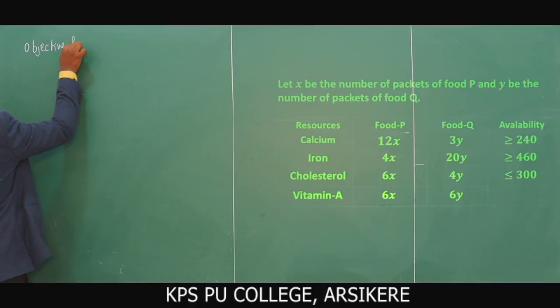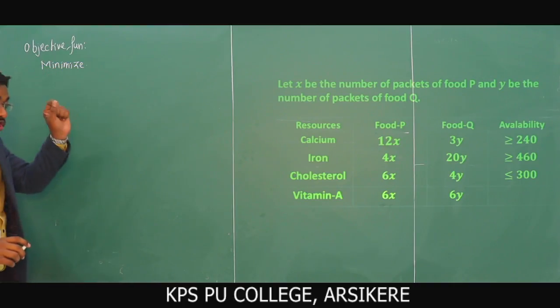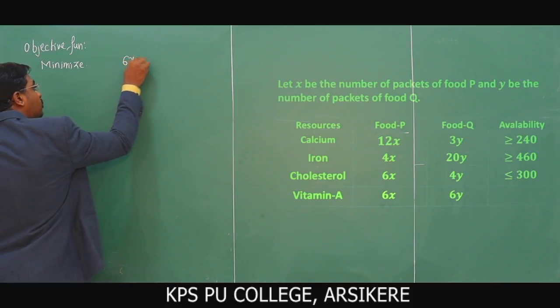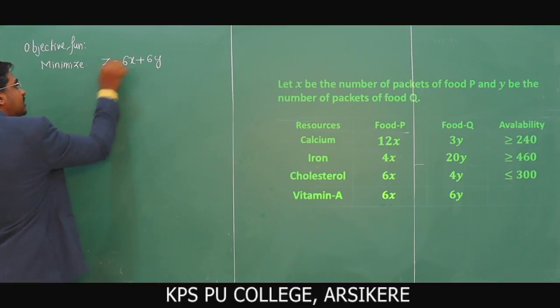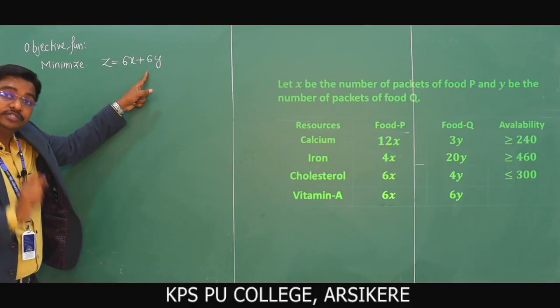Objective function. So here we need to minimize. What is that? Minimize the total amount of vitamin A, right? That becomes 6x for food P and 6y for food Q. So the total becomes Z. So Z is equal to 6x plus 6y. That becomes our objective function.